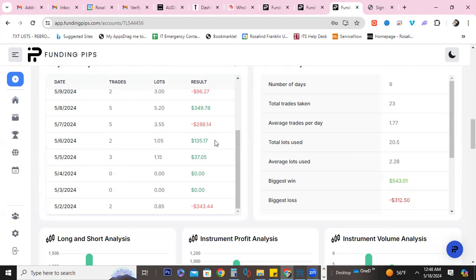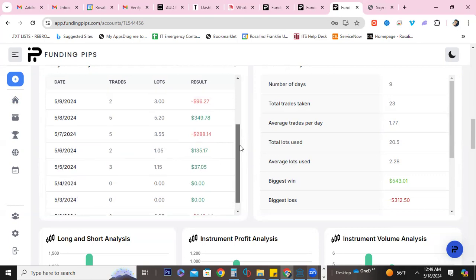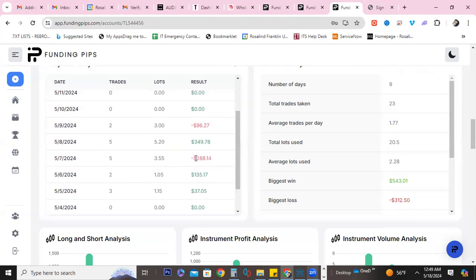So this is when I started getting into profit. I gained back $37. I got back 135 the next day, getting the account back. Then you can tell I took a loss of 288 on the 7th, but then I got back the next day on the 8th. I made $349.